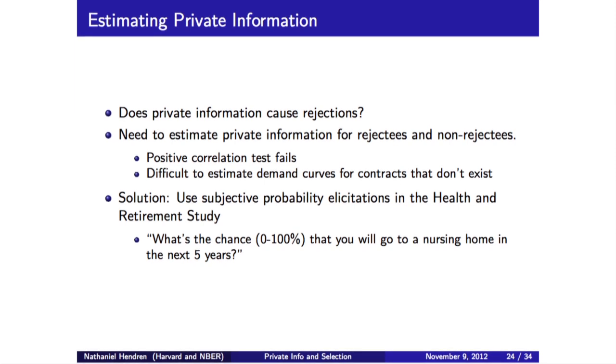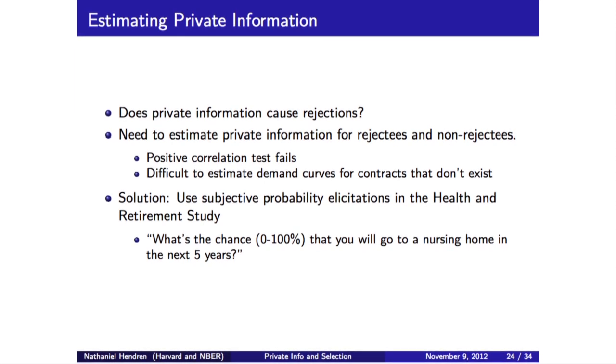So what do we need to do to say whether private information is causing rejections? Well, we need to estimate private information for those who can buy insurance and those who can't, and then say something about whether we think that condition is holding for those who can't buy insurance and not holding for those who can. The difficult thing is that we need to estimate demand curves, or what people know about their risk that insurance companies don't know. We want to find out this private information, but we can't use a positive correlation test because insurance contracts aren't offered in the first place.